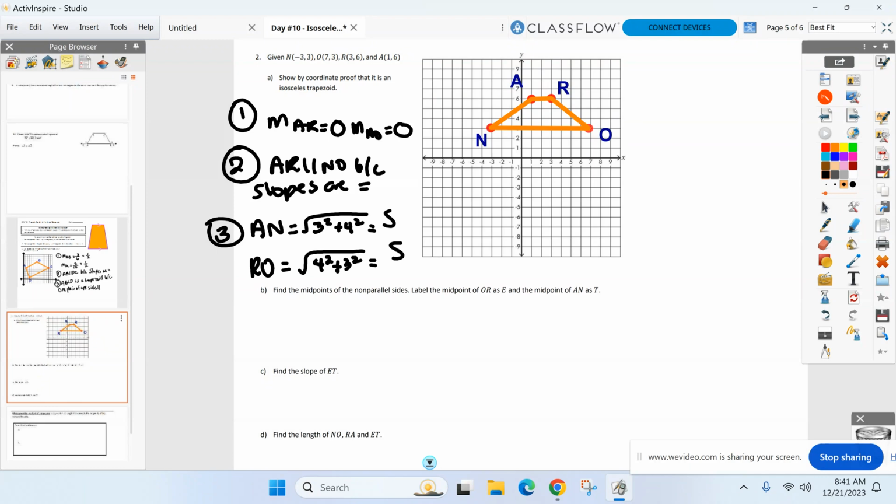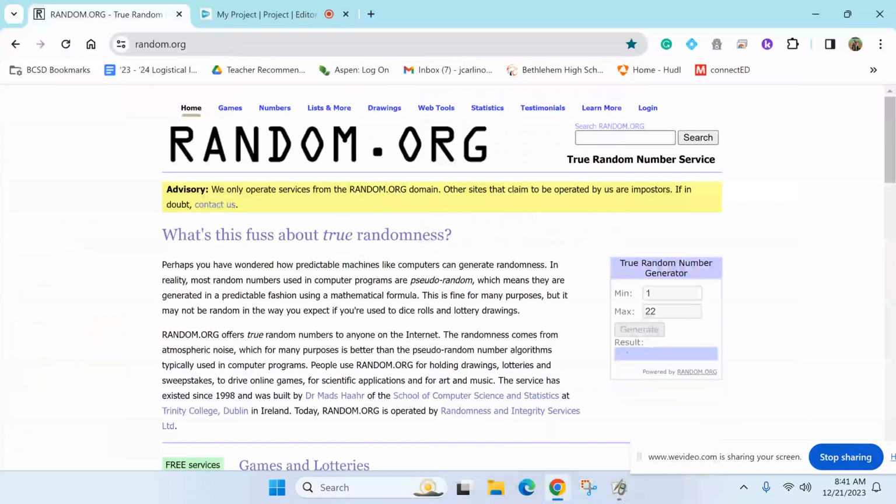All right, again, you got to get in this habit. Anytime you throw a formula down, the next step is, what did I learn from the formula? You didn't learn it was an isosceles trapezoid from the formula. What did you just learn about AN and RO from the formula?